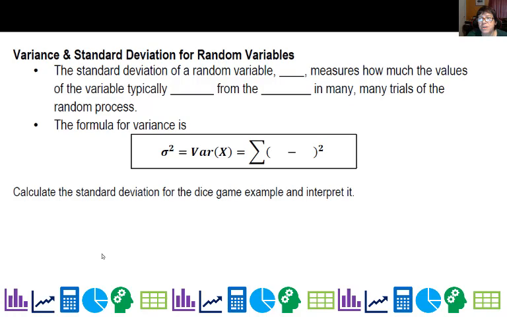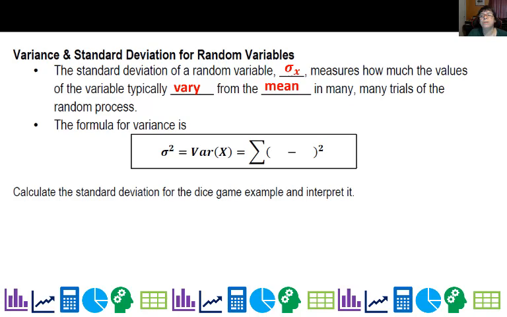So the standard deviation of a random variable, sigma of x. Now we've seen s of x before. Sigma of x is for a population, and it measures how much the values of the variable typically vary from the mean in many, many trials of the random process. And there is a formula.